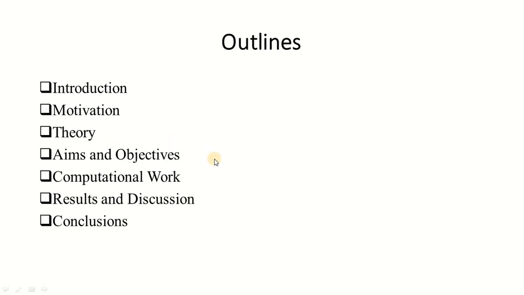Then we will discuss the aims and objectives of this research work, that is why we are performing this research and which property of the material we have to find. Then we will discuss the computational work, that is what type of computational work is being done and what type of code we have used. Then we will discuss the results of this material and this research work, and at the last we will conclude this, that is what the relevancy of this material is. Now we will discuss it one by one.